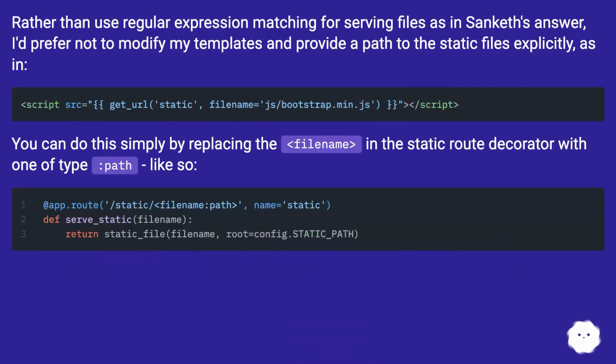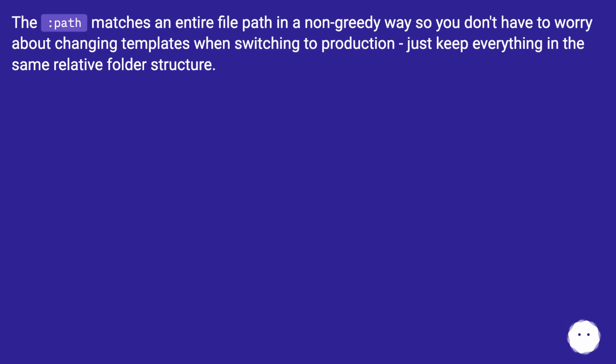Rather than use regular expression matching for serving files as in Sunkaith's answer, I'd prefer not to modify my templates and provide a path to the static files explicitly, as in. You can do this simply by replacing the filter in the static route decorator with one of type :path, like so. The :path filter matches an entire file path in a non-greedy way, so you don't have to worry about changing templates when switching to production, just keep everything in the same relative folder structure.